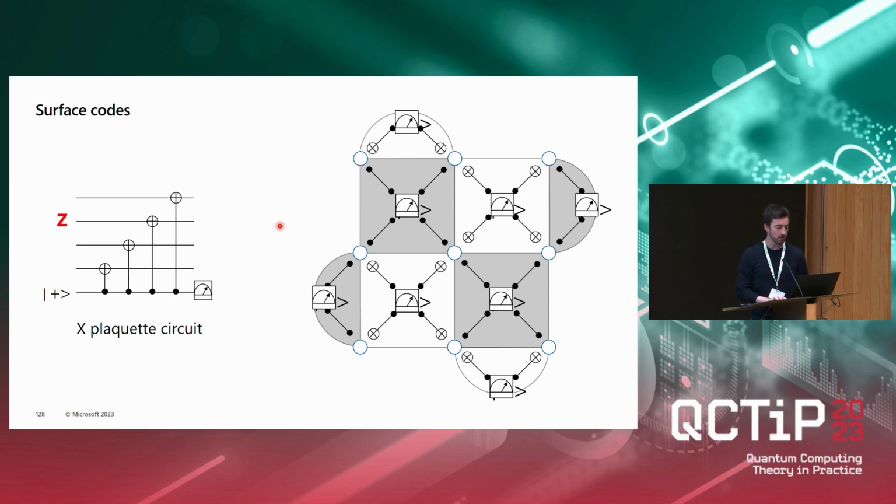And how does it work in this circuit? On the left side, you see what's happening when there is a Z error on one of the qubits. First, it's propagating through the circuit. It's still there on your qubit at the end of the circuit. But it's also propagating through the CNOT, and it's going to flip the measurement outcome. You can detect it, and you will be able to correct it.